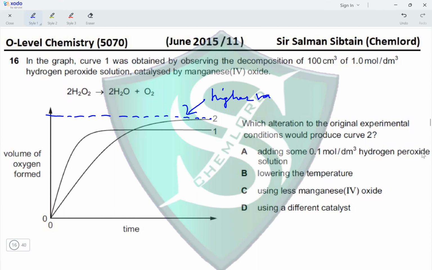higher value of O2 volume, which means that more of the reactant would have been present in experiment 2. So adding some 0.1 mole per dm³ hydrogen peroxide solution, yes, because hydrogen peroxide is a reactant.